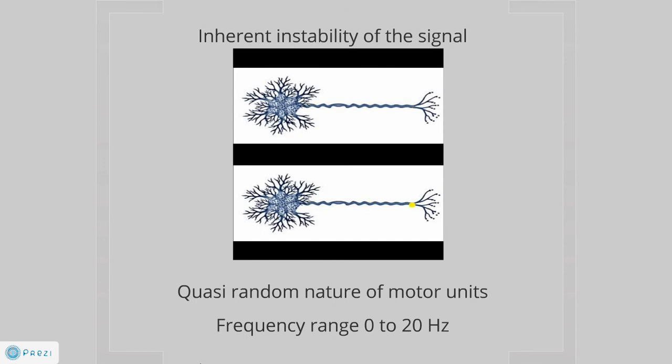Further contribution to noise in the signal is done by the inherent instability of the firing rate in neurons. The amplitude of the signal is quasi-random in nature. The frequency components between 0 and 20 Hz are particularly unstable because they are affected by the quasi-random nature of the firing rate of the motor units, which in most conditions fire in this frequency range.